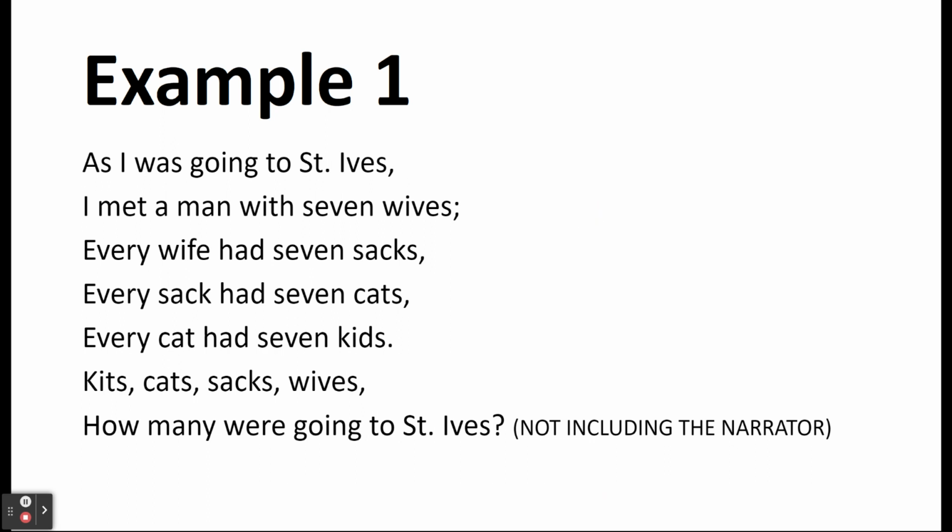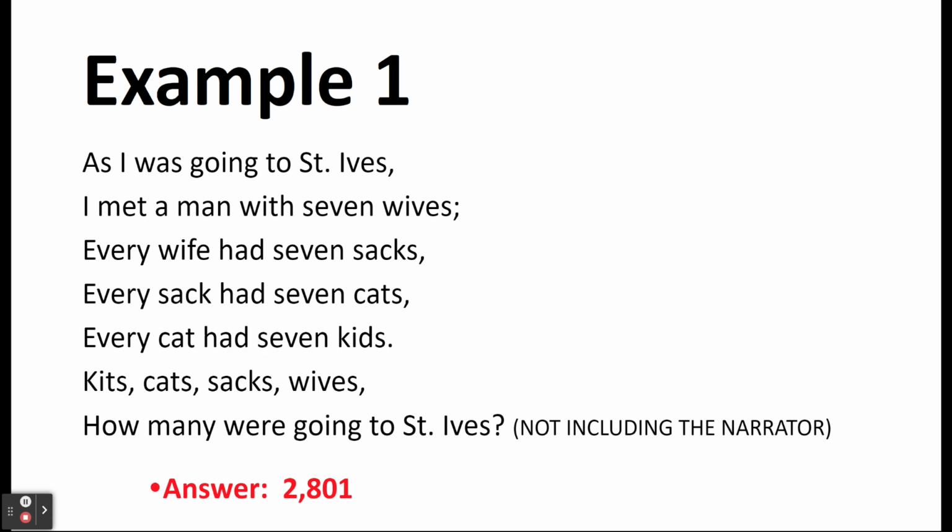Now, theoretically, you would look at this problem and say, okay, so I'm going to St. Ives. I met a man. He's got 7 wives. Okay, so that's 7. Every wife had 7 sacks, so I take 7 times 7. Every sack had 7 cats, 7 times 7. Every cat had 7 kittens, I guess. So that's another times 7, and then, okay, do all the math. So bam, that's easy peasy. 2,801, not including the man, we're going to St. Ives.